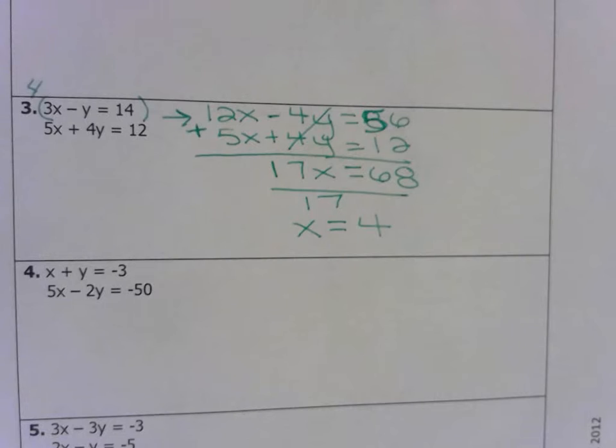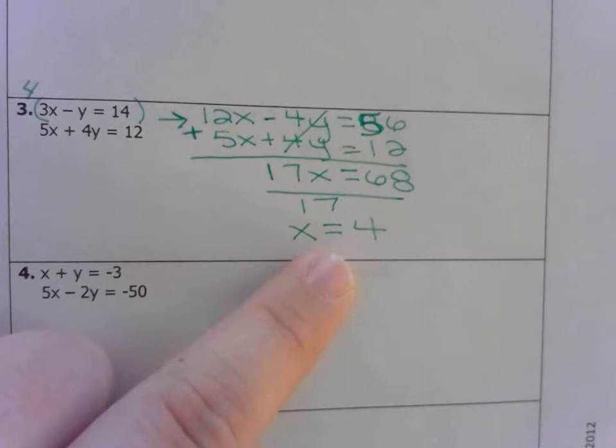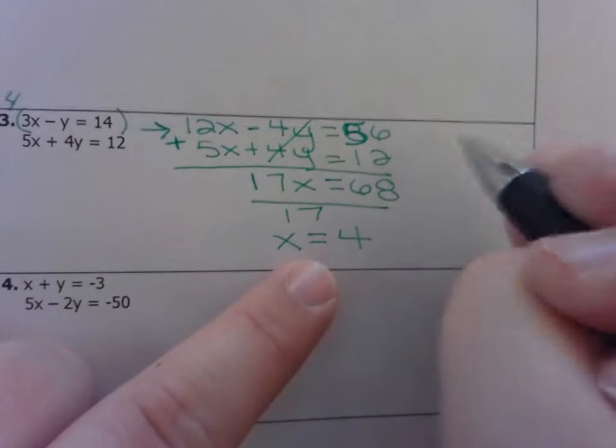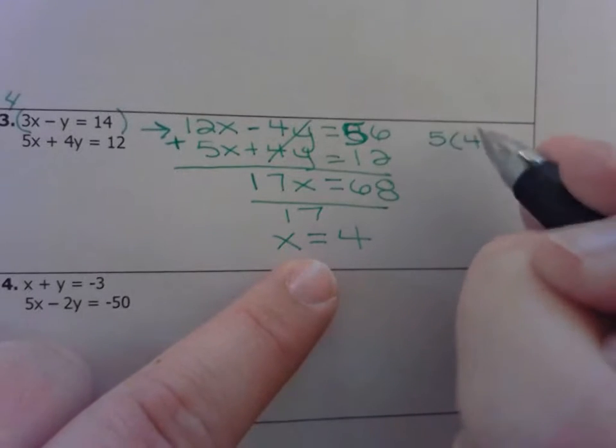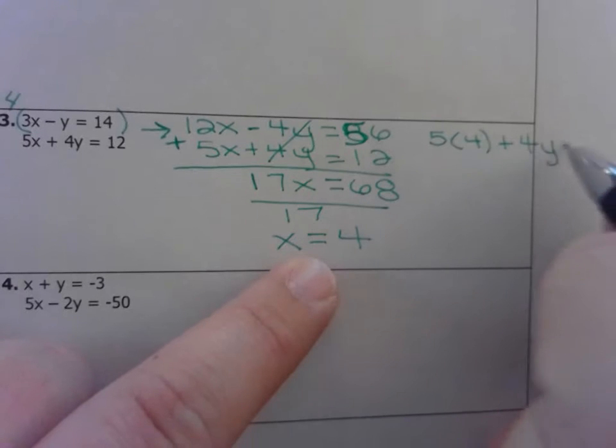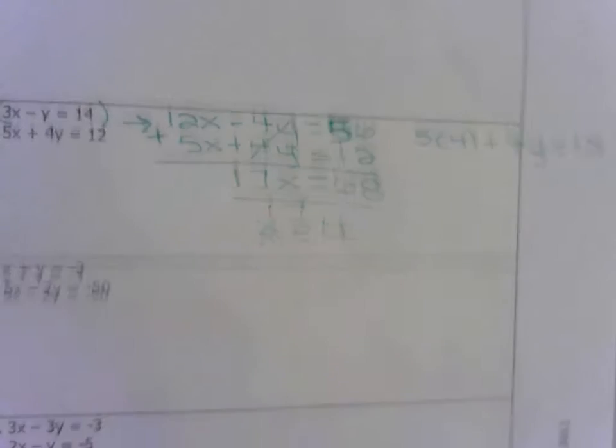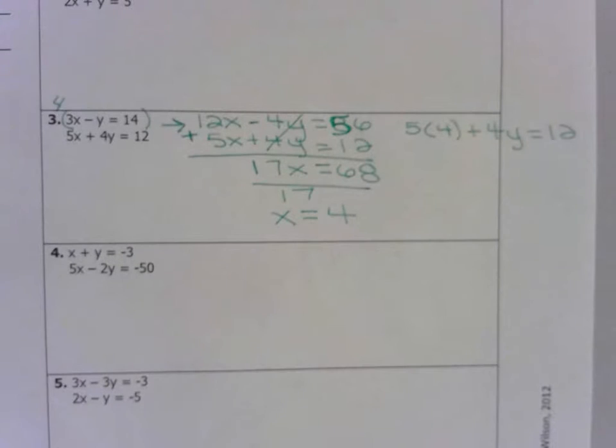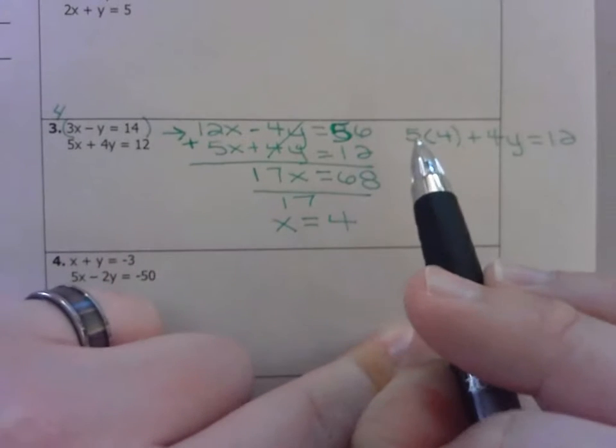Once you find one of the values, how do you always find the other one? Yep, plug the 4 into any equation. Let's use the bottom one, it doesn't matter. So 5 times 4 plus 4y equals 12. I'm choosing the bottom one. If you choose the top, you'll get the same answer. You could also have picked the one after you distributed the 4 through. It'd be a little harder, but it doesn't matter. All will be the same.